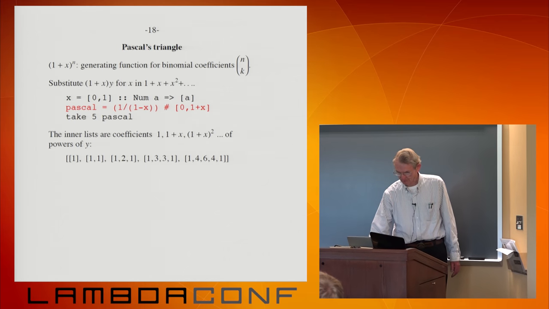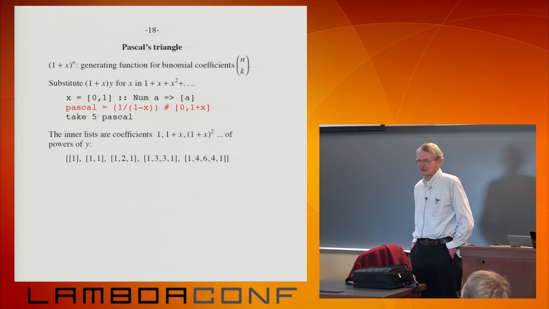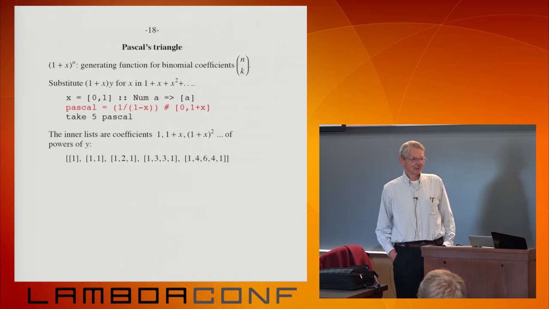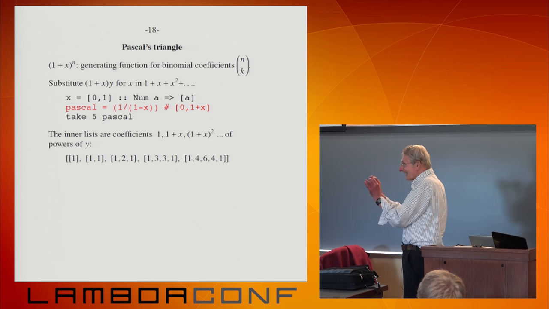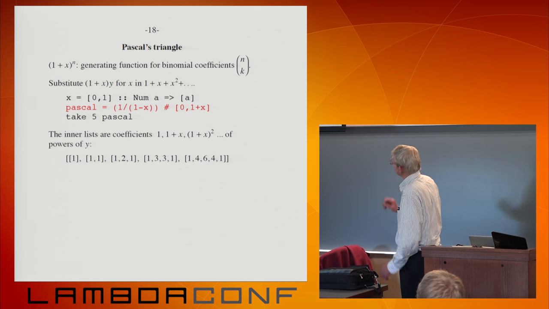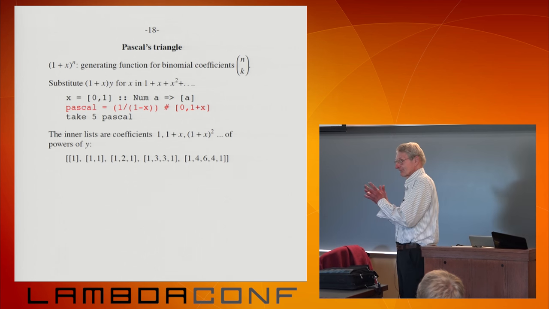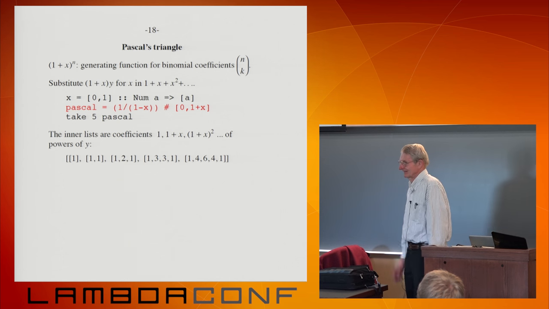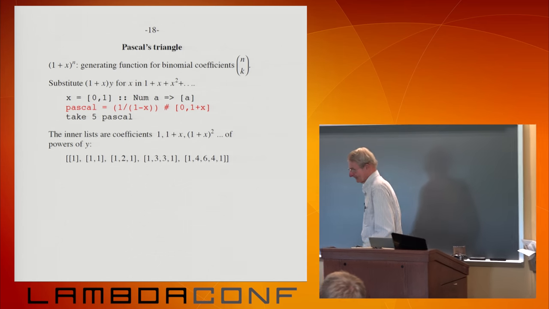And here's an application. The generating function for the binomial coefficients is 1 plus x to the nth power. Now, we plug that in to the geometric series, which has x to every power. You plug that in as the coefficient. The coefficient will have the nth power. Run it and see what you get at the bottom. Pascal's triangle for almost free.